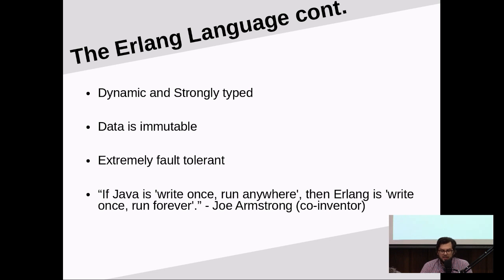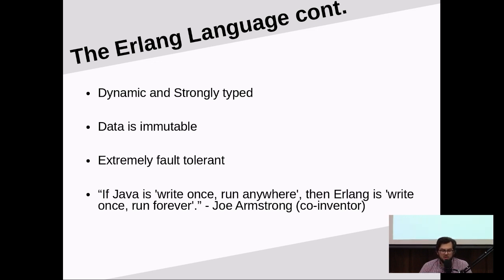A little more about it. It's dynamically typed, but also very strongly typed, which is, for some people, kind of an odd combination. Types are inferred, but very strongly so. You can't mix and match like you can in languages like JavaScript. The data is immutable. If you set a variable x to 10, that variable x is 10. You can't add 1 to it. It's just 10. Once again, it's fault tolerant.